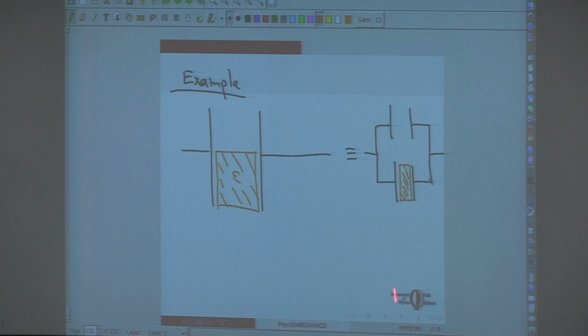Now, another thing: this way, you just have two capacitors. You can calculate the capacitance of each one of them separately and then connect them in series. But you can also look at this problem directly.